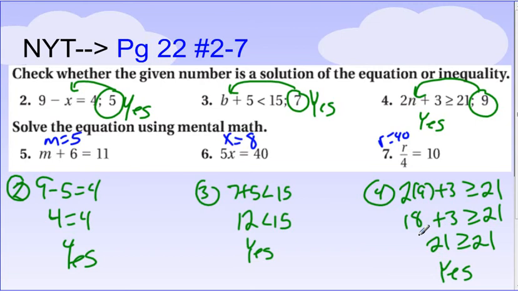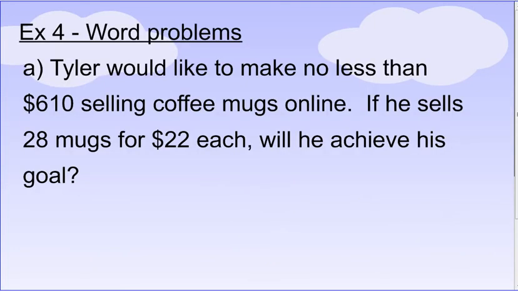And there we are. Those problems are done. The last thing we have here are 2 wordy problems. Couple more out of the textbook, and then we're done. Example 4 says, Tyler would like to make no less than $610 selling coffee mugs online. If he sells 28 mugs for $22 each, will he achieve his goal?